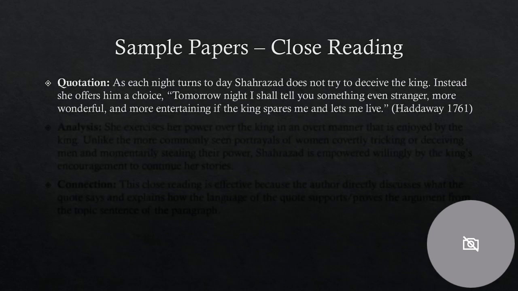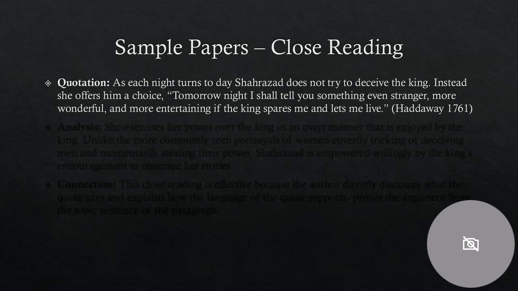So this could be like the 3rd sentence of the student's paragraph. As each night turns to day, Scheherazade does not try to deceive the king. Instead, she offers him a choice. Tomorrow night, I shall tell you something even stranger, more wonderful, and more entertaining if the king spares me and lets me live. So that's the quote.